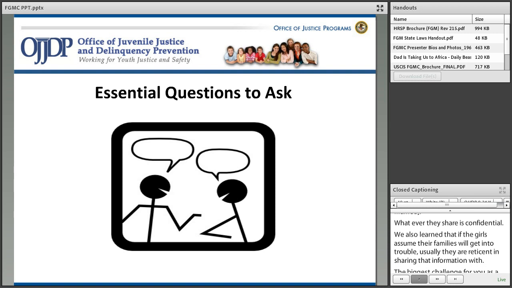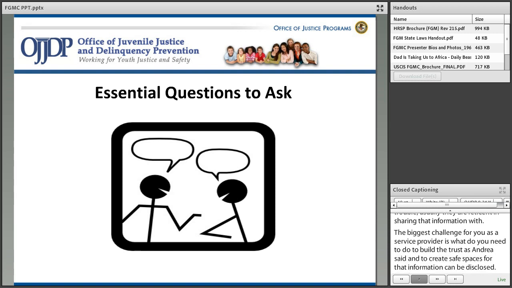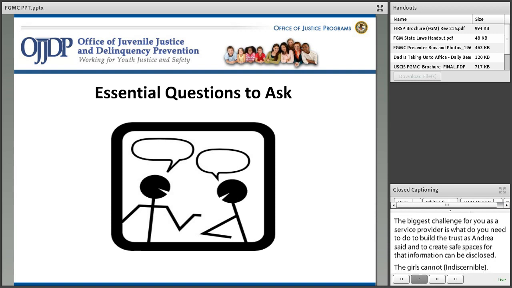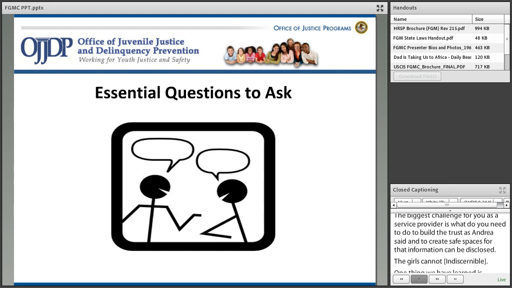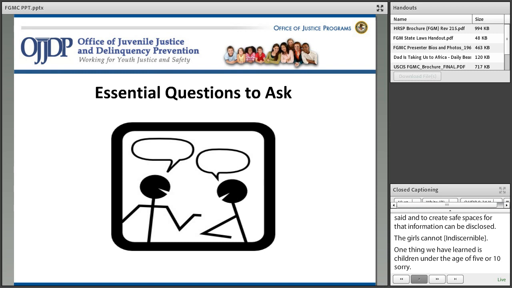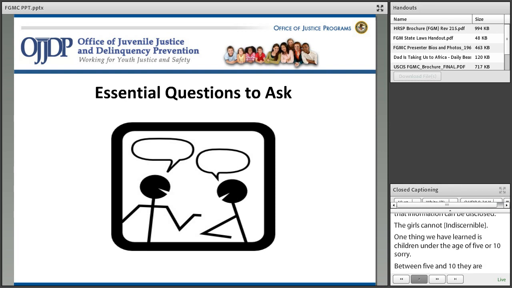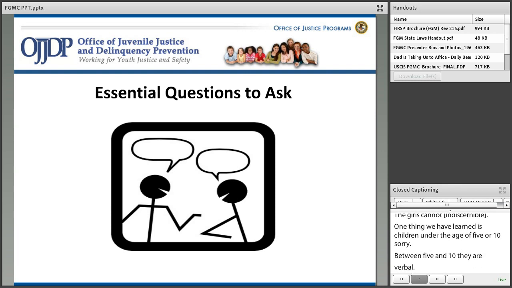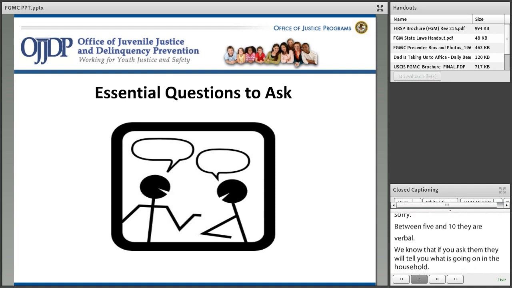One thing we've learned, and in our experience has worked well for us, is that children between 5 and 10 are verbal. We know that if you ask them, they will tell you what's going on in the household, because they're not very aware of whether the parents will get into trouble or not. They're not at that conscious level to say, if I say something, my family will get into trouble.